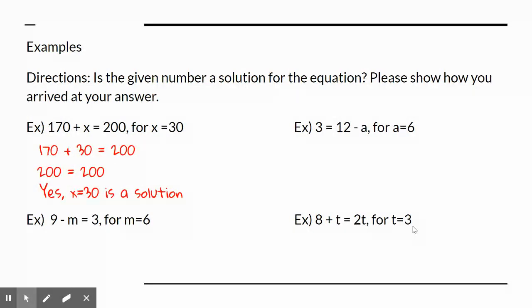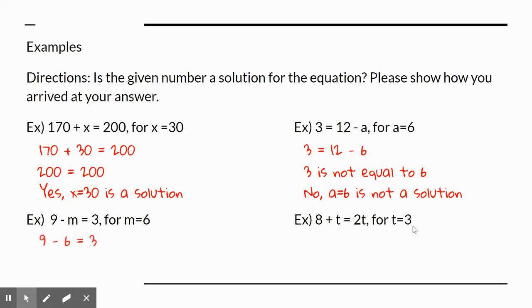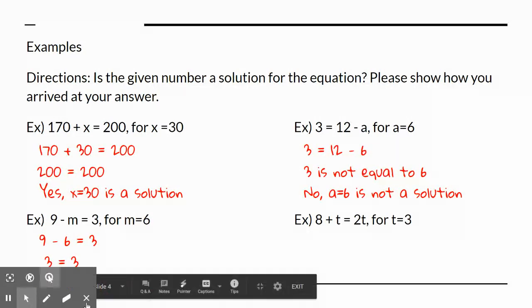Now for the second example, 3 equals 12 minus a for a equals 6. So again, we're going to substitute 6 in for a. 3 equals 12 minus 6. 12 minus 6 is 6, and 3 is not equal to 6, so no, a equals 6 is not a solution. Next example, 9 minus m equals 3. It wants to know if m equals 6 works. So we substitute 6 in for m. 9 minus 6 equals 3. Well, 9 minus 6 is 3. So yes, this is a solution.